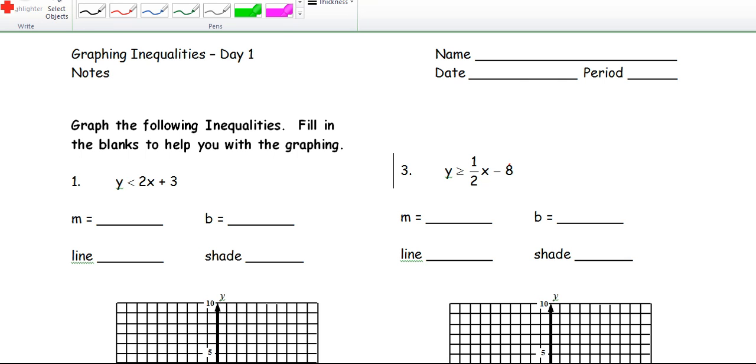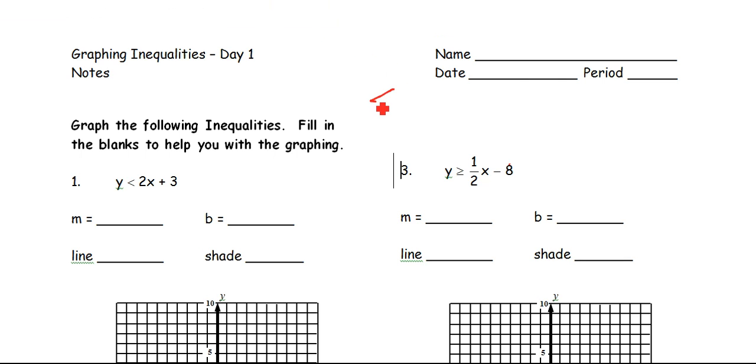This is going to be critical. So you need to write this probably in a place and remember, mark it somehow. So let's get to it. When you have the less than sign like this, you will use a dotted line.